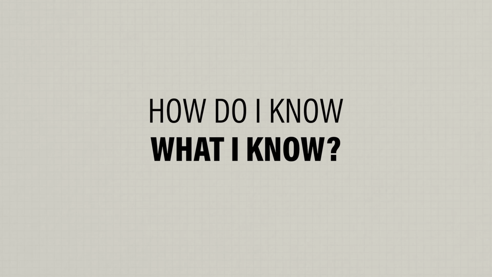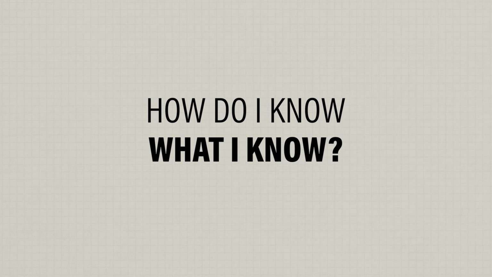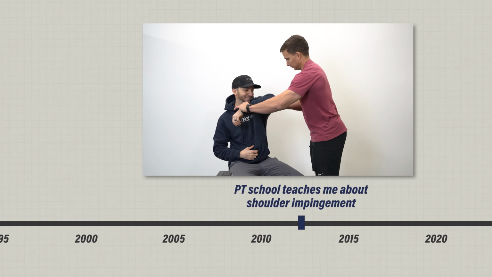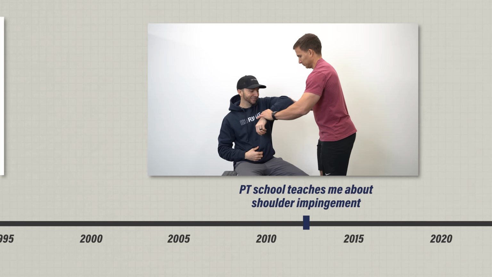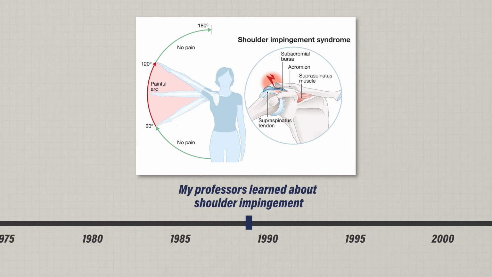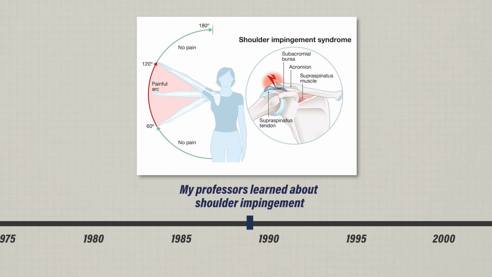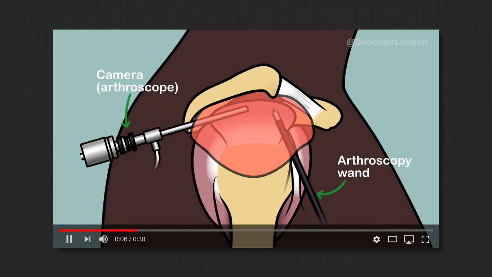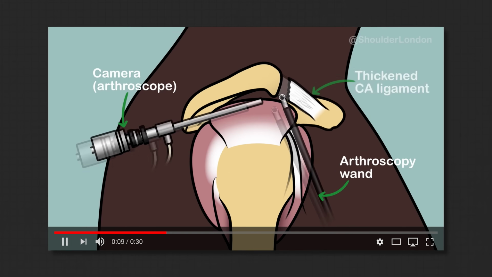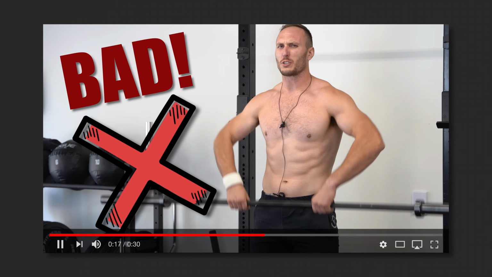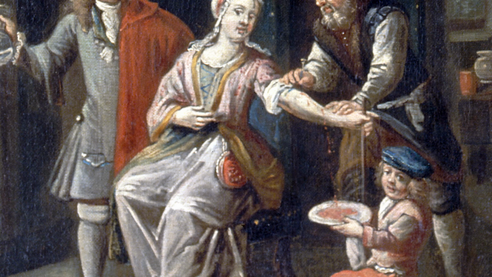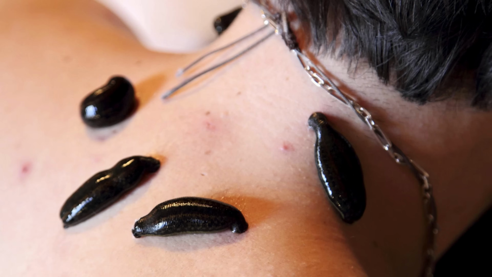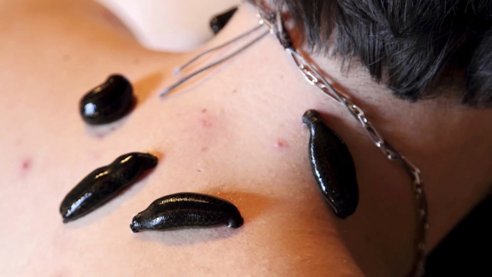Occasionally, it's important to ask ourselves, how do I know what I know? I knew shoulder impingement was a valid and useful diagnosis because it was taught to me by my professors in physical therapy school. And my professors knew it was a valid and useful diagnosis because someone taught it to them. And that goes back at least 50 years. It's the same reason surgeons have been performing the subacromial decompression surgery, or personal trainers advise against upright rows. However, bloodletting and leech therapy were used for thousands of years before someone finally questioned their validity and usefulness.